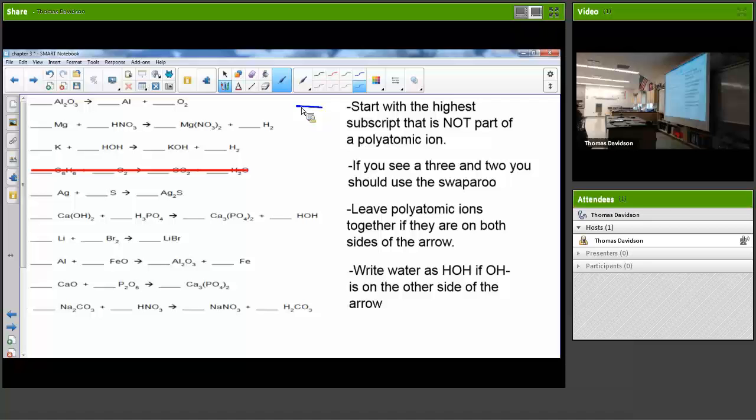So what this means is when you go to start balancing, sometimes it's hard to know where to even start. Well, the answer to that is with the highest subscript that is not part of a polyatomic ion. Let's make sure we understand our vocabulary here. Subscript means the numbers down here. Okay? If you don't start with the one you have the most of, you may end up having to erase and coming back to fix something. So like here, if you started with aluminum, you would certainly have to come back and balance something.